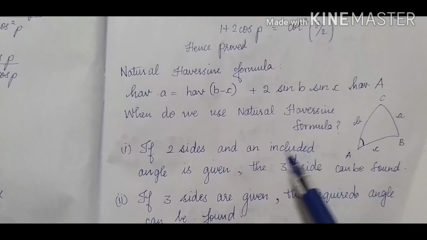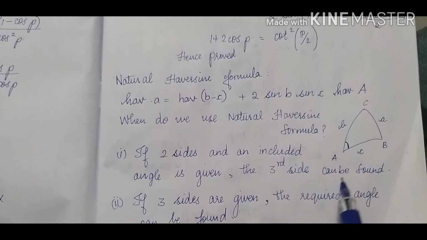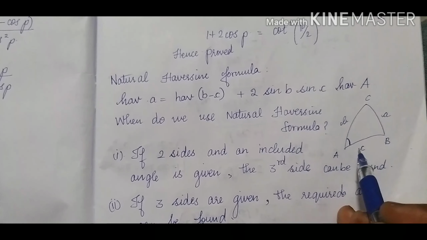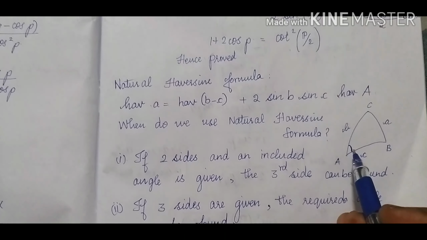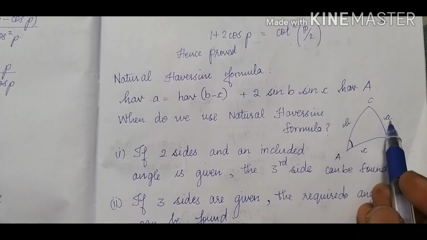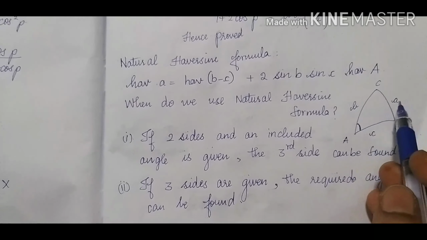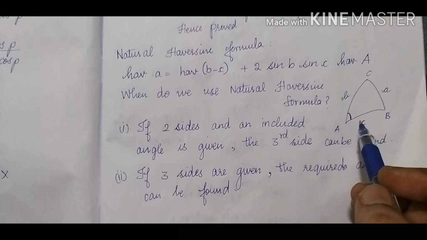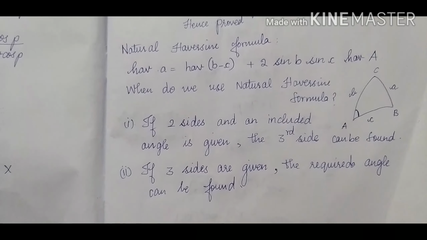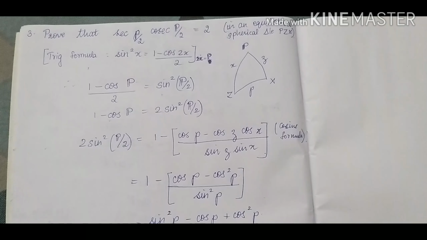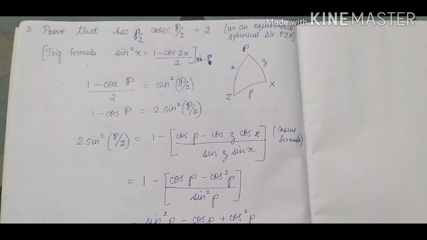So when is this Haversine formula or natural Haversine formula applicable? Whenever you are given two sides and the angle included between them, we can use the Haversine formula to find the third side of the spherical triangle. Or if all the three sides of the spherical triangle are given, we can use the natural Haversine formula to find any desired angle.